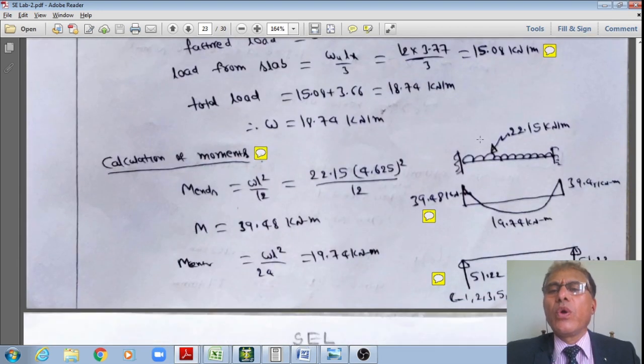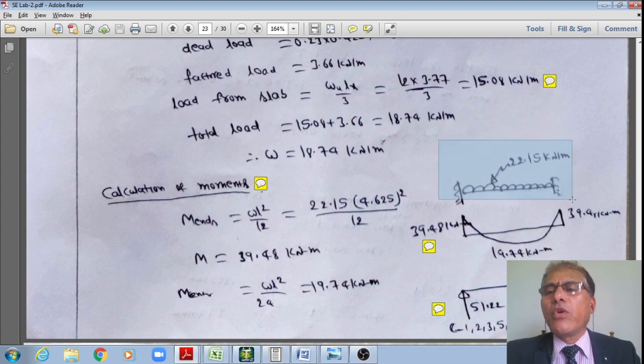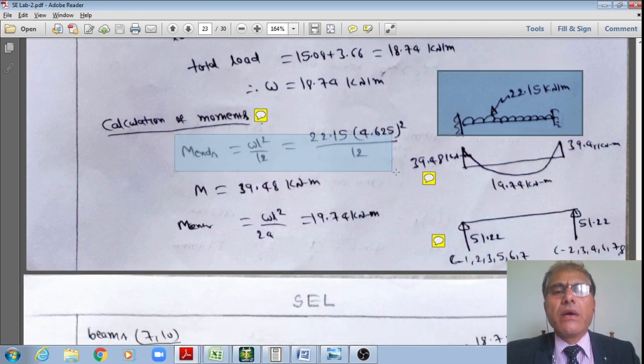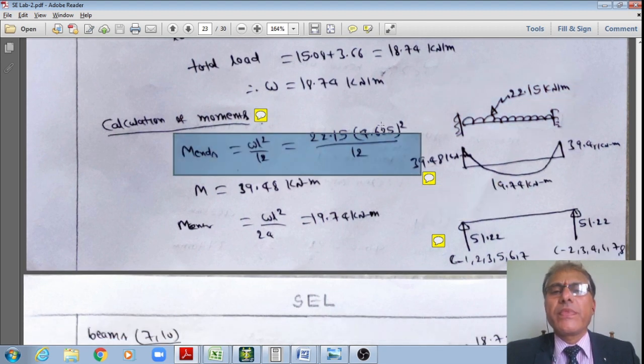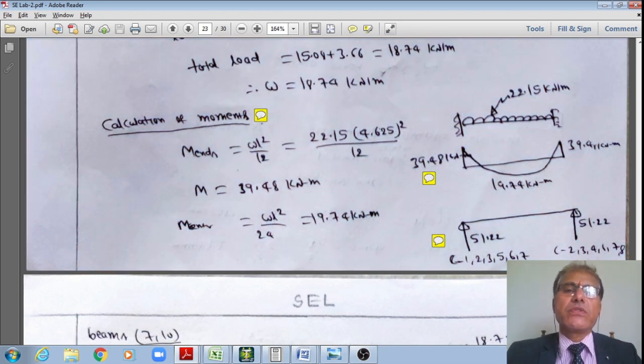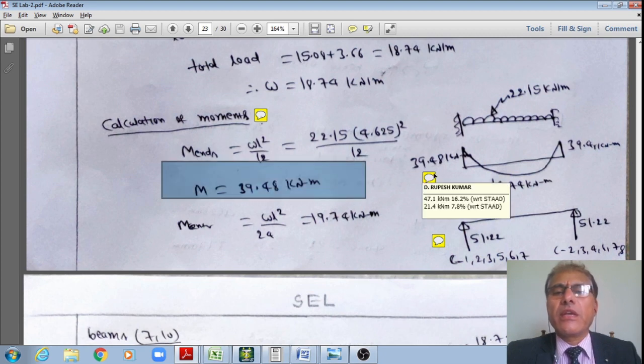Therefore, it is subjected to a load. The load is already calculated, 22.15 kilonewton per meter, students. Therefore, assuming both ends to be fixed, I'll have the fixed end moment equal to W L square by 12. Whereas this long span, the effective span, is 4.625 whole square divided by 12. It now works out as 39.48 kilonewton meter.